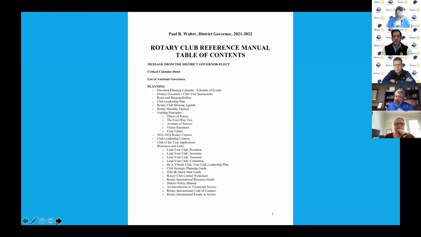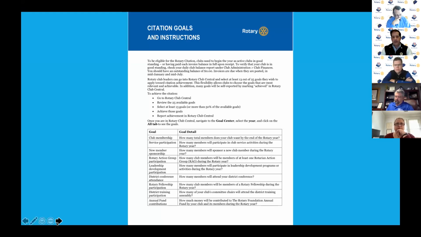Also in the guide there are the citations. There's a Rotary citation, and the guidelines and instructions are included. This is one that you will do through Rotary Club Central. So you'll review the information that's in it. There's 25 available goals. You need to pick at least 13 of those, and then you would have to input that information into Rotary Club Central. If you need help entering information, we can get you that help as well.